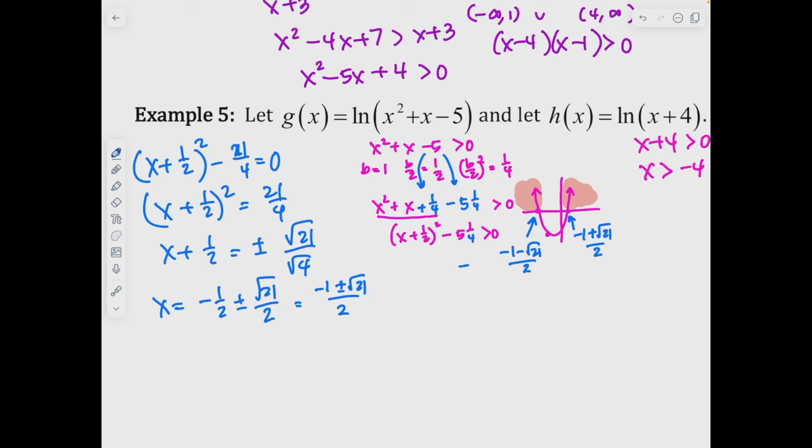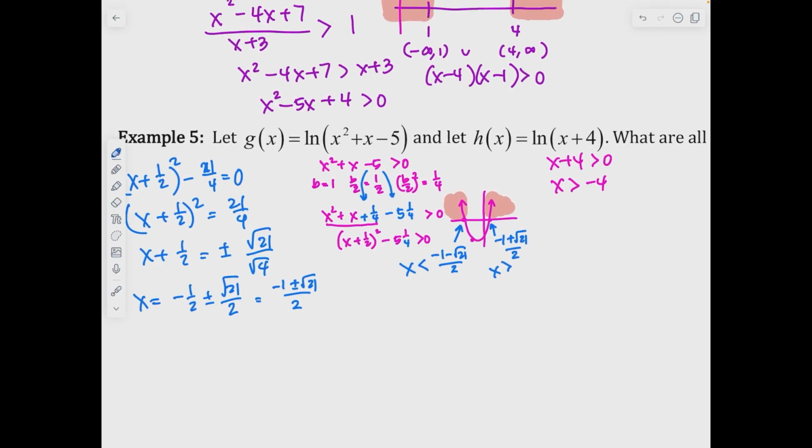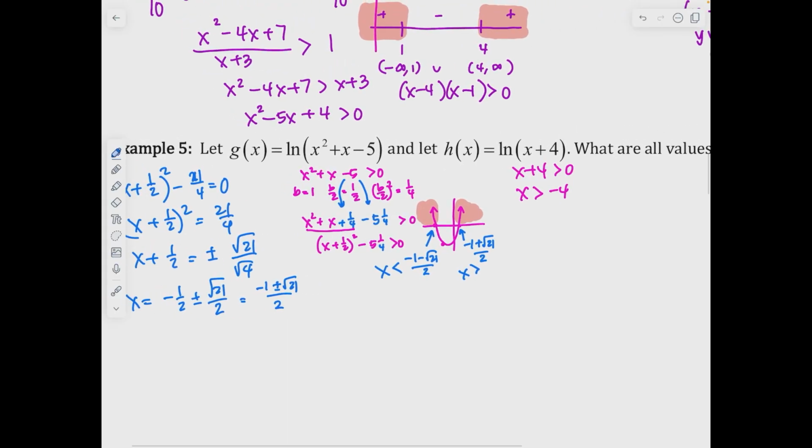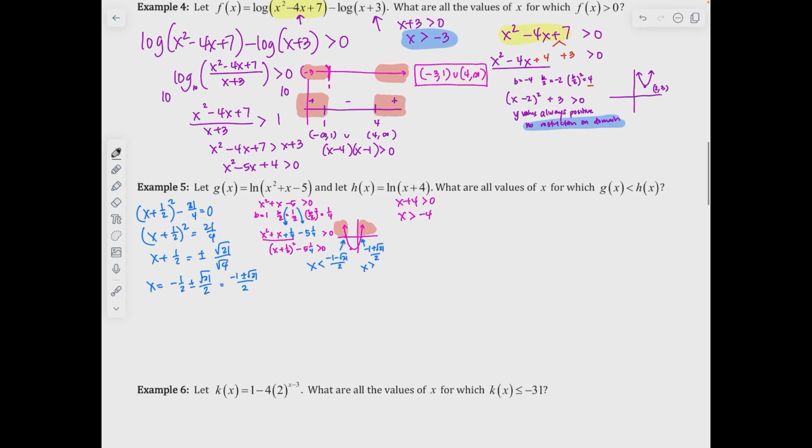So what that tells me is for the domain, this is all values less than this, and this is all values greater than this. Okay, so I have multiple restrictions there. Okay, now that I have that in place, I'm just going to solve. So g of x: oh sorry, I forgot the natural log. Natural log of x squared plus x minus 5 should be less than natural log of x plus 4.